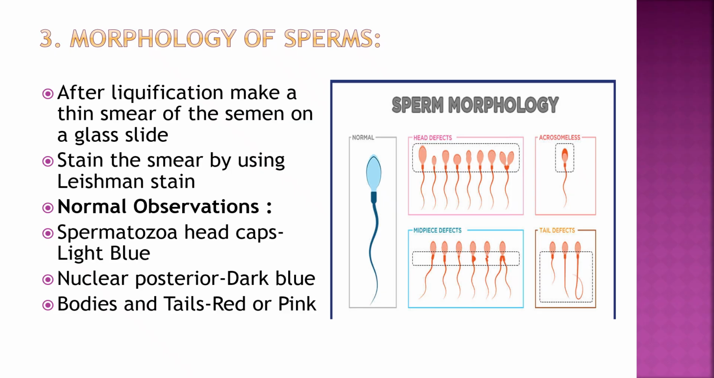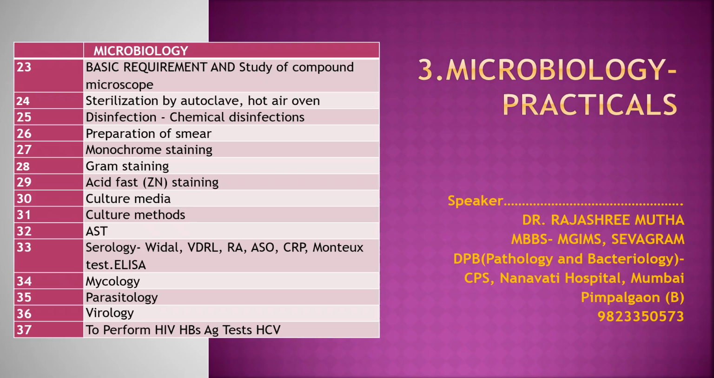In abnormal morphology you can find head defects like double head, small head, big head; middle piece defects, that is no middle piece or double middle piece; or tail defects like rudimentary tail, long tail, curly tail, or no tail. These are the abnormal forms of sperms, and if they are more than 15%, then it may be causing infertility. Thank you.